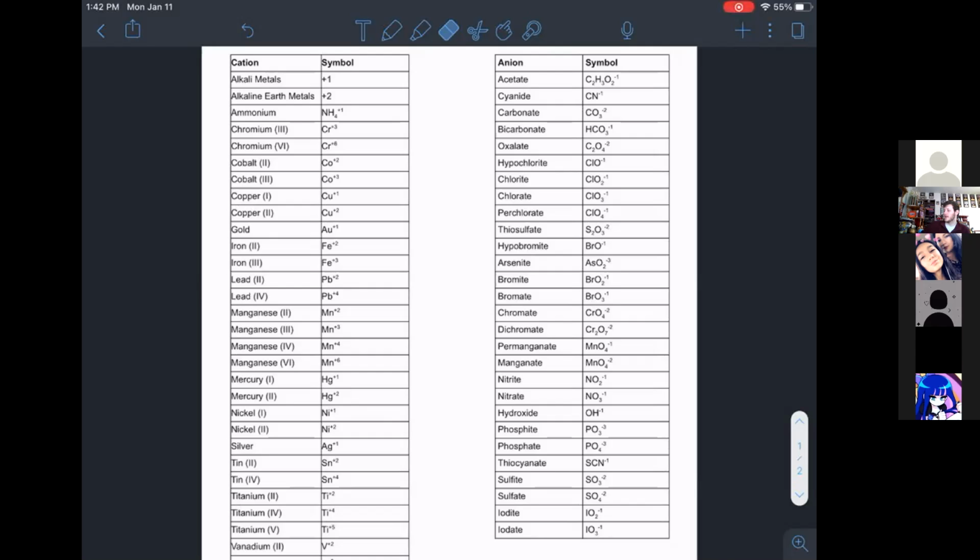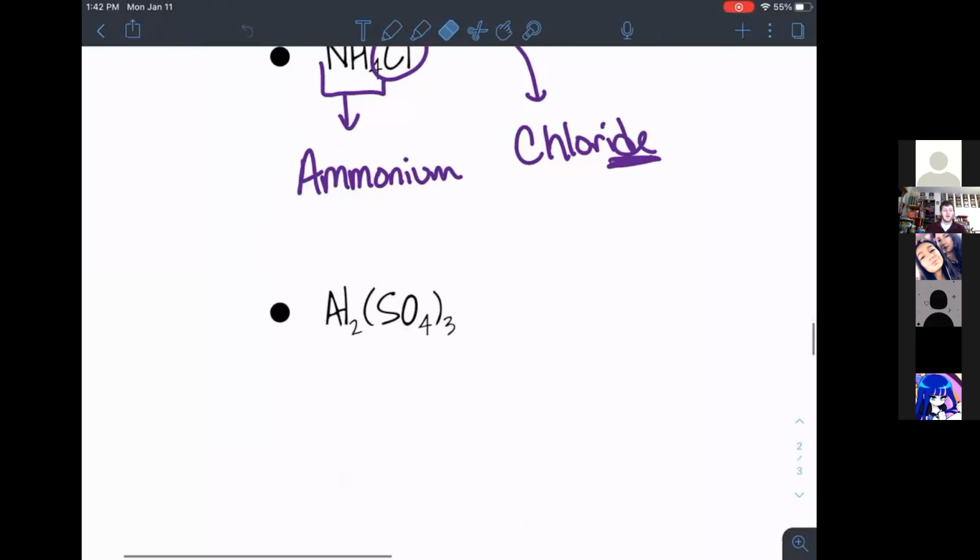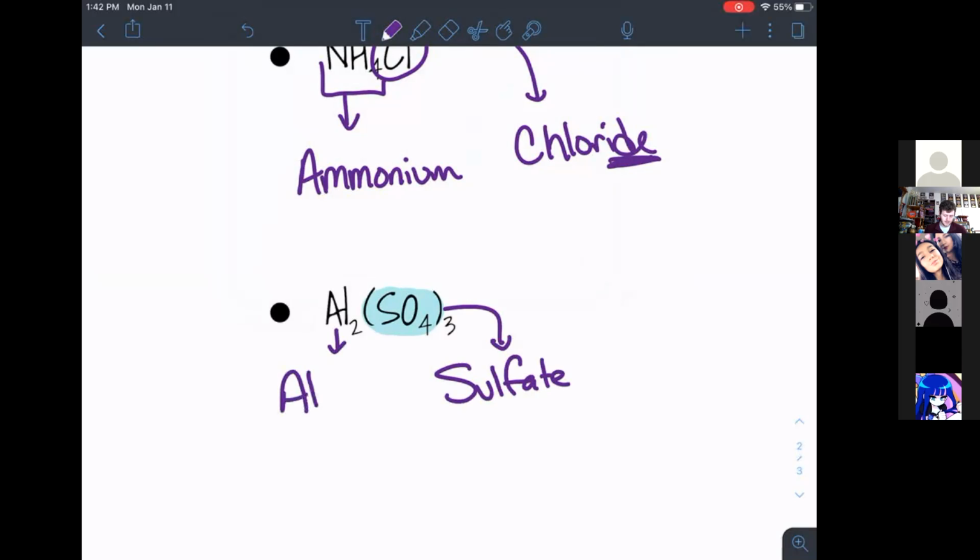All right, ladies and gentlemen, let's go through that last one. Which one of these is our polyatomic? SO4 is the polyatomic, and what polyatomic is it? Sulfate. What is Al? Aluminum. Do we need Roman numerals? No. Nope, so we are done.